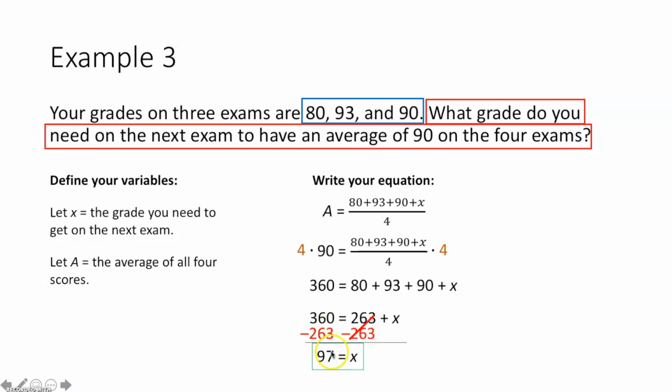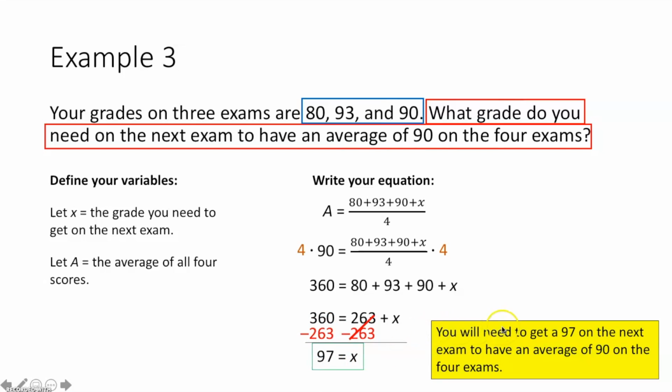That's 97. So what does this mean? It means that you will need to get a 97 on the next exam to have an average of 90 on the 4 exams.